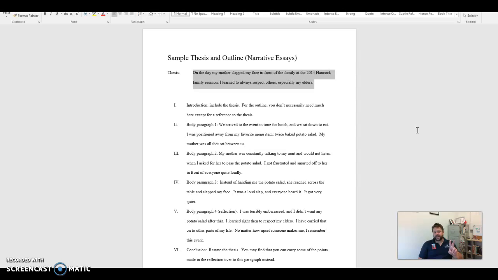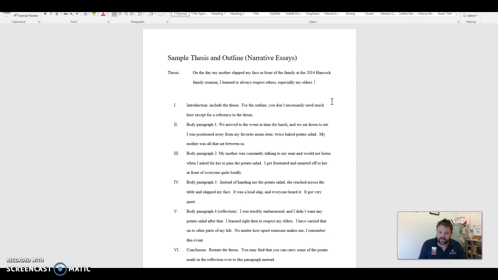So when you get those two things, story and purpose, with this essay, you want to take those and roll those into one sentence. So look at this example. On the day my mother slapped my face in front of the family at the 2014 Hancock family reunion, I learned to always respect others, especially my elders. So notice that sentence there has both of those two points in it that we need. Number one, what's the event? What's the story? Well, it's a story about the time I got my face slapped in front of the family.